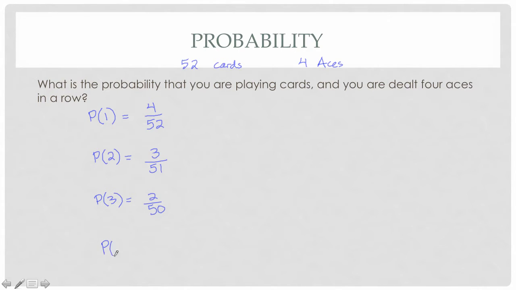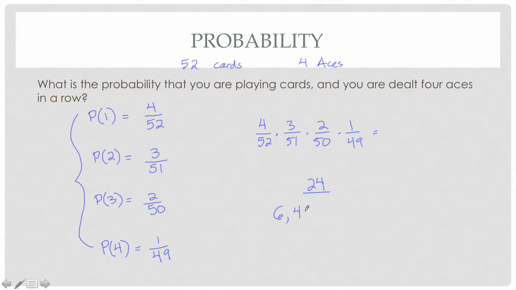I think you get where this is going. To get that 4th ace in a row, there are 49 cards left to choose from, but only 1 of them is an ace. What's the probability that I get 4 aces in a row? 4/52 times 3/51 times 2/50 times 1/49. On the top, 12, 24, we got 24 divided by, let me multiply all those bottom numbers out, 52 times 51 times 50 times 49, 24 out of 6,497,400. Whew, it's not looking like a very good probability. 24 divided by 6,497,400.